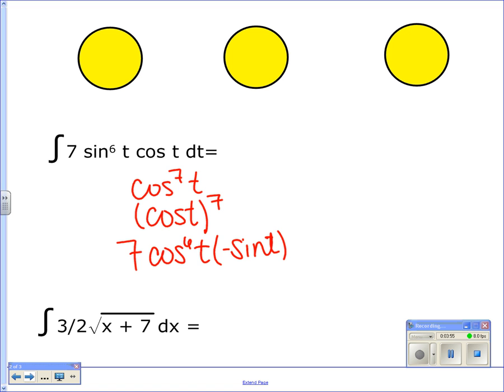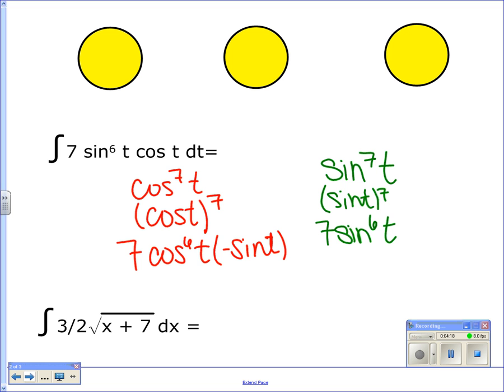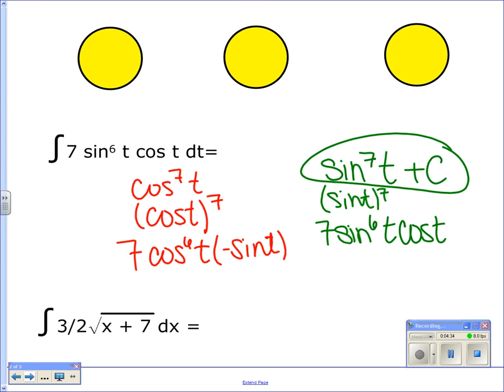Okay. Let's try sine to the 7th t. If you need to, you can write it like this. It really doesn't matter. Okay, so 7 times what? Does that make sense? And then what? Times cosine. Is that what we have up here? So what would be our answer? Does that make sense? Do you see how that works?